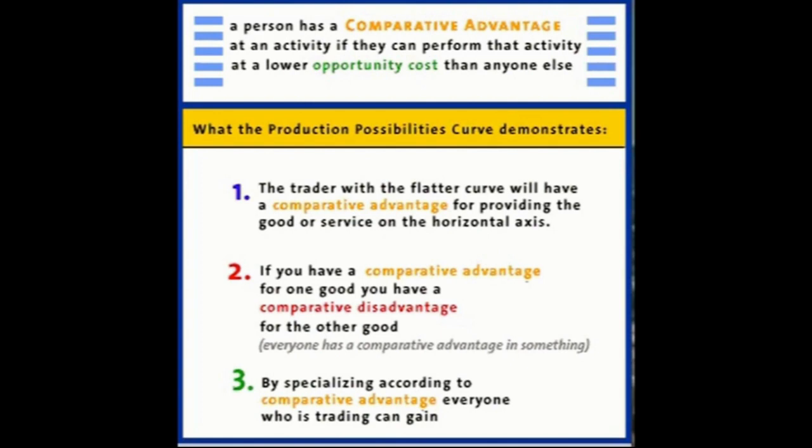And Ann is happy to give him 2 rooms worth of scrubbing because that would leave her ahead of where she was before. So once Bernie specializes according to his comparative advantage, there's room for him and Ann to work out a deal that makes one or both of them better off. That's the magic of comparative advantage. By people specializing according to comparative advantage, everyone who's trading can gain.